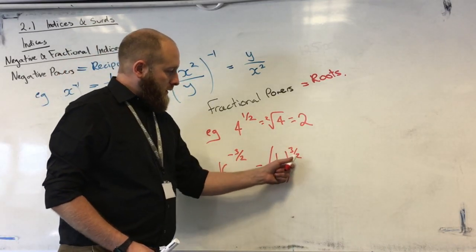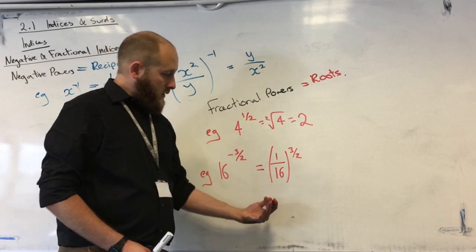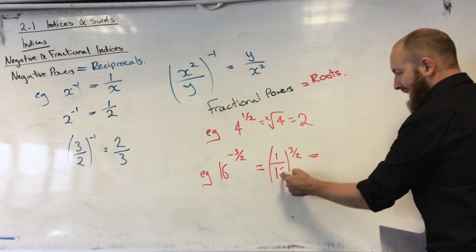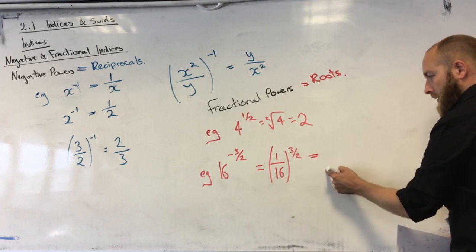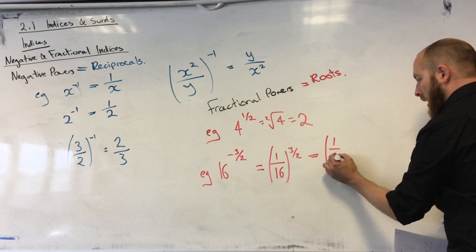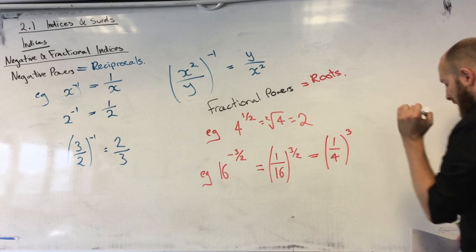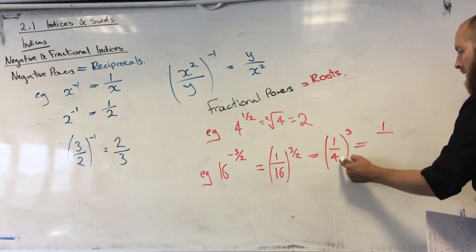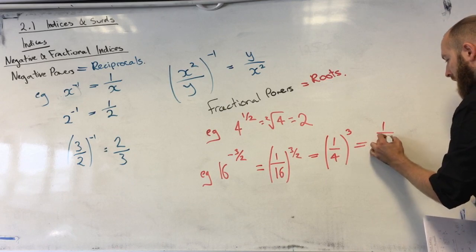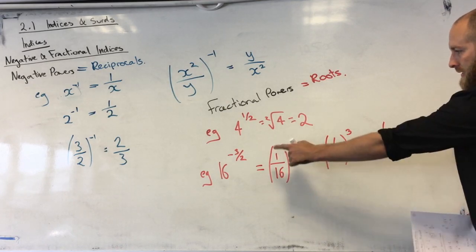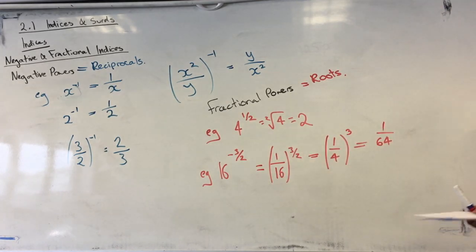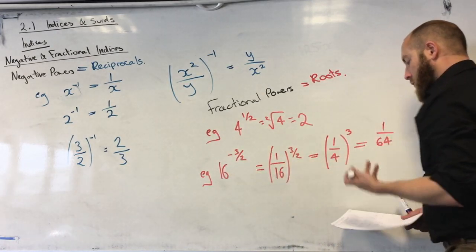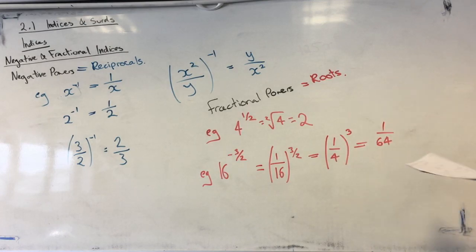Next, I think the easiest thing to do is to square root 16, because it's a square number. So I know the square root of 16 is 4, so the square root of 1 over 16 is a quarter. And lastly, we need to cube a quarter. So 4 cubed is going to be 64. So 16 to the minus 3 over 2 gives us 1 over 64. The order doesn't matter. You could square root it first, then cube it, then flip it, whatever you like. But that's how you do that one.